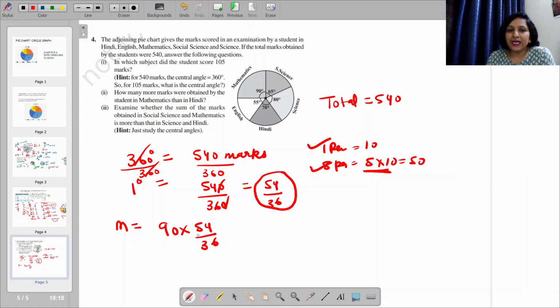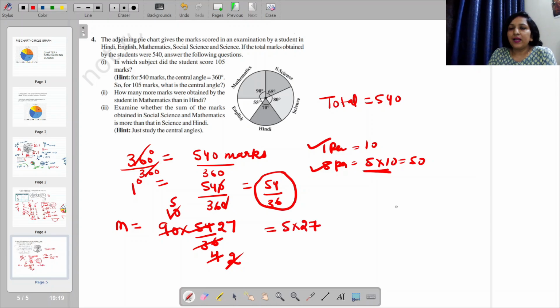So for maths, 90 into this number, 9 10s are 90, 9 4s are 36. 2 2s are 4, 2 2s are 4, 2 7s are 14, 2 5s are 10, so how much is left with me? 5 into 27. Let us do the calculation here. 7 into 5 is 35. 5 2s are 10 and 3 is 13. Have a look. We have got 135 marks. So in mathematics, the child has scored 135 marks.